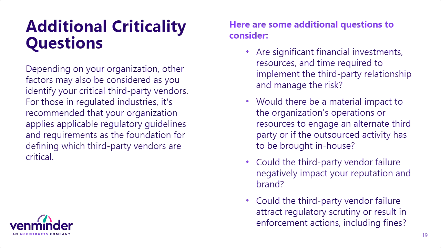You can also ask about the material impact to your operations if you had to engage an alternate third party or bring that outsourced activity in-house. You can consider whether a vendor failure could negatively impact your reputation and brand. And maybe you also want to ask about whether the vendor failure could result in enforcement actions or regulatory scrutiny. The questions you ask are entirely your organization's choice, but I would recommend starting with those 3 fundamental questions and then building on from there, just so you don't end up with an extensive list of questions.